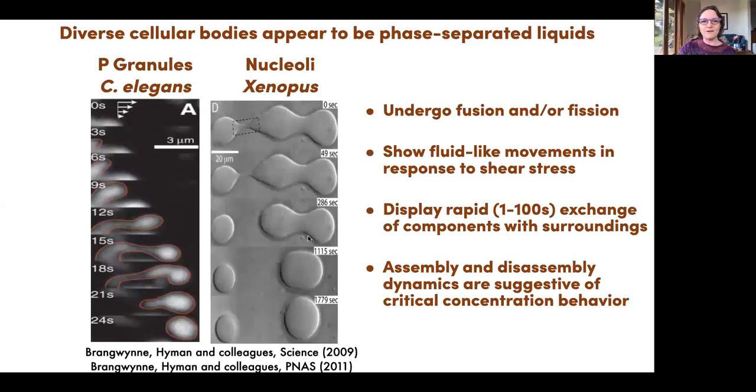Okay, so I've so far just talked about nucleoli and the fact that they have liquid-like properties, but actually there was a paper just over 10 years ago that really brought this whole idea of intracellular phase separation into focus, and it was about these bodies called P granules or germ granules, which are present in many organisms.